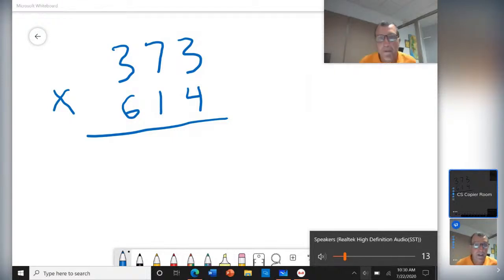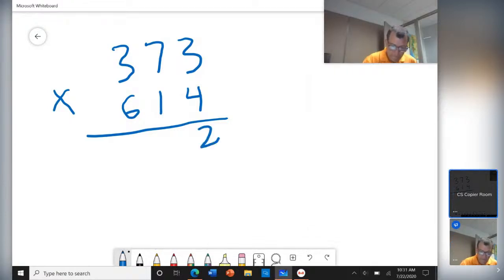So this first one, maybe I'll do without a line, then I'll go back to lines. Okay, so we're going to start. 4 times 3 is 12. We're going to carry the 1. 4 times 7 is 28, plus the 1 is 29. We're going to carry the 2. 4 times 3 is 12, plus 2 is 14. And then remember what I said: try to erase these numbers so you don't get confused.